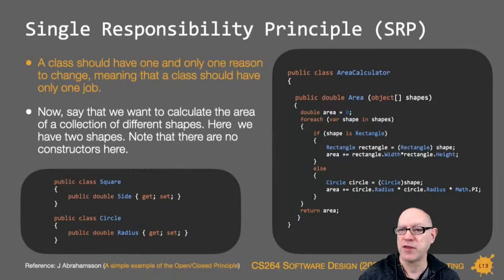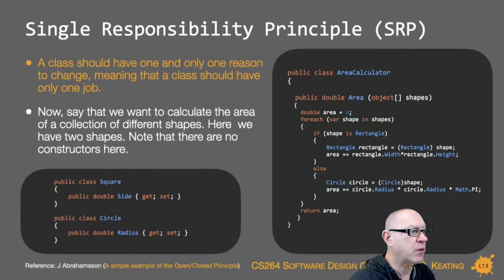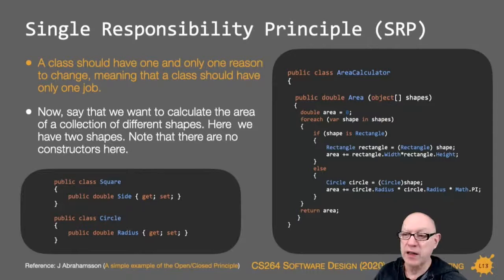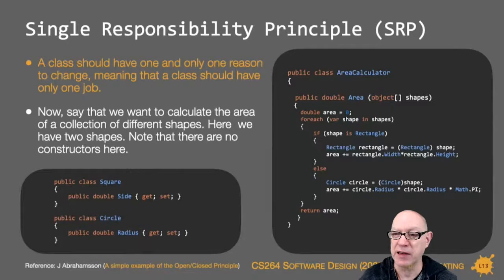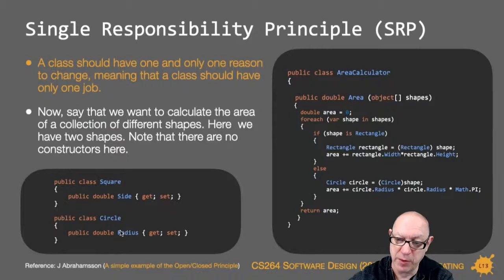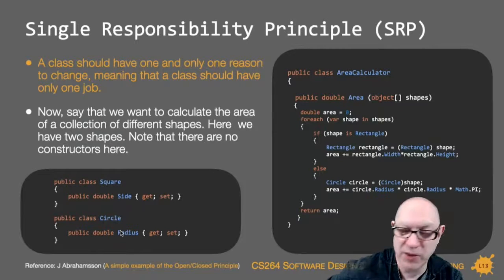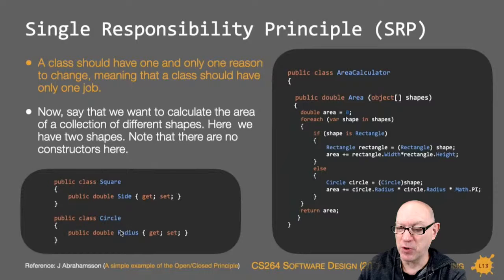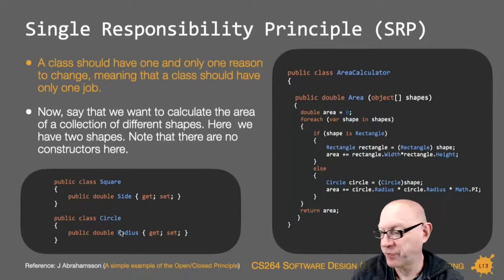Okay, so let's have a look at an example here. A class should have one and only one reason to change, meaning that a class should have only one job. So that's just a reminder of what we mean by SRP. Say we want to calculate the area of a collection of different shapes. Say we have 2 shapes, and note that there are no constructors here. I could have set up a constructor, of course, but I'm just using the getter and setter properties, mostly because it's shorter to write. Good practice to have constructors as well, of course, but I'm being lazy.